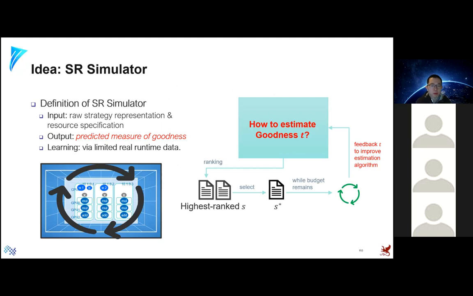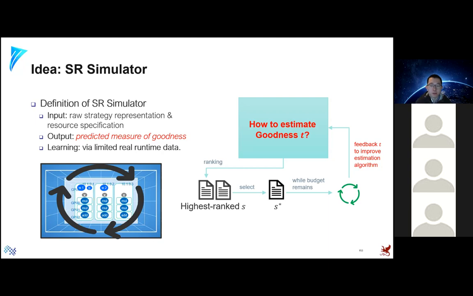And this embedder can be learned from some sort of limited amount of trial data. Once it finishes embedding, it can use a regressor or some other predictor to predict the measure of goodness. So basically, given some real execution budget, we can train this ML-based simulator using a limited amount of real runtime data collected using this budget.